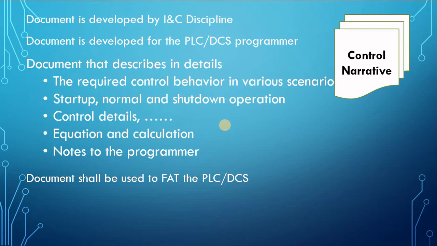So you may have some notes. This note is related to the control system, related to the operation, related to one of the things you want him to do. The last thing is that we will use this document to test our PLC or DCS or control system. So in the factory acceptance test, we use this document and we highlight each line, each paragraph, each table, to show that we have tested it and found it okay. It's been programmed the way we wanted.